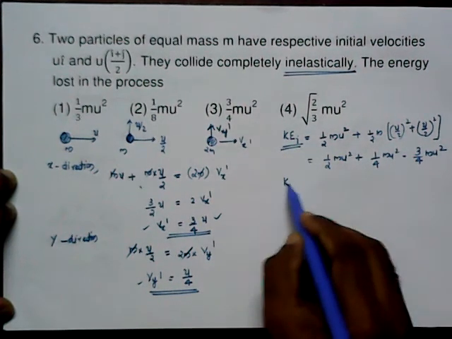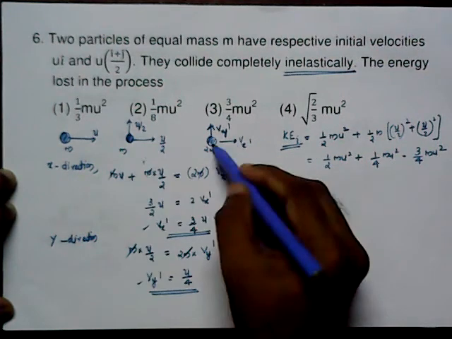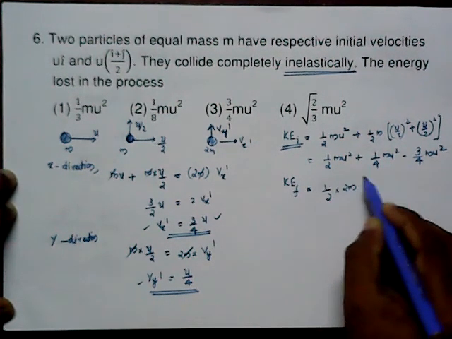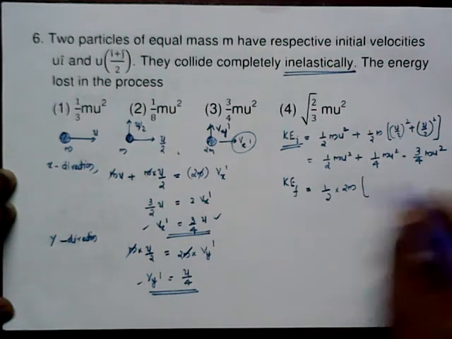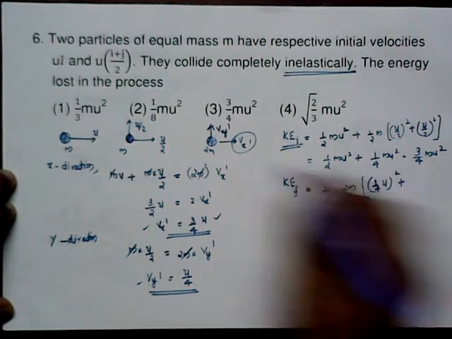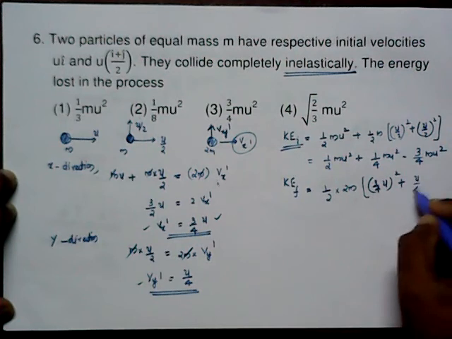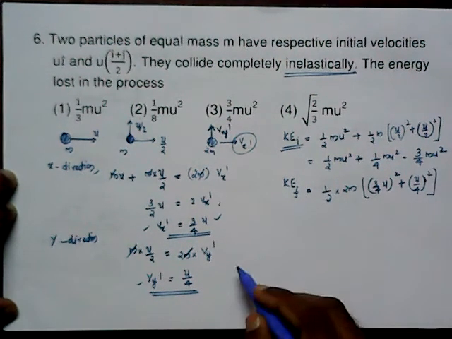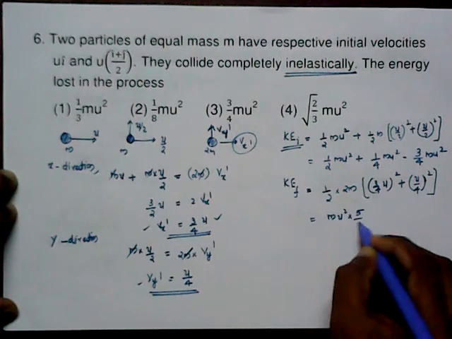Then we can find the final kinetic energy. The two objects combined move with mass 2m. So half into 2m, with two velocities. At first consider the vx value, that is 3 by 4 u square, plus the contribution for the vertical component, that is u by 4 square. By solving, you get m u square into 5 by 8.